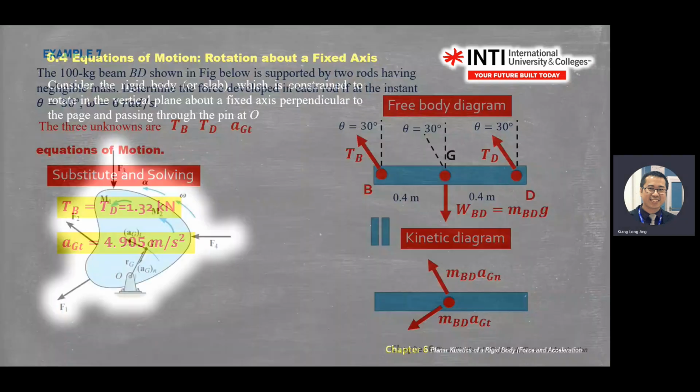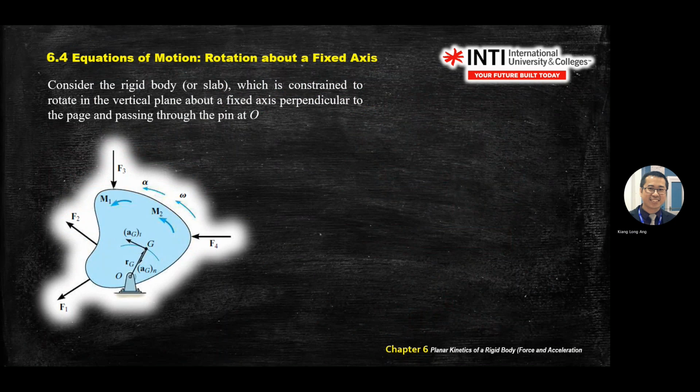Okay. So next we look at rotation about a fixed axis. What is different from the previous section is that now you're looking at one pin point here, and then there's a G point here. Then this object rotates clockwise, sorry, anti-clockwise. And then there's an additional force there.